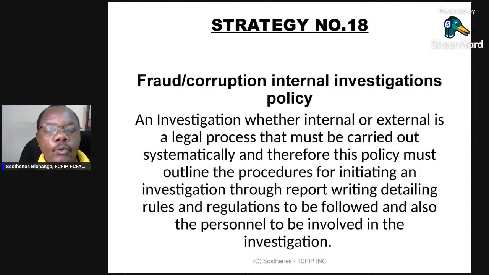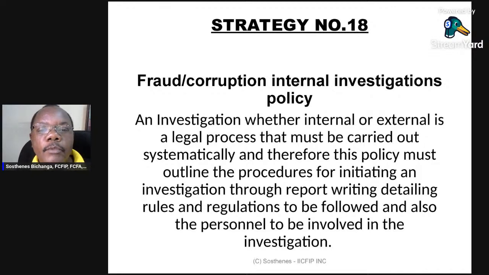In the past 2 weeks or so, I've been discussing the 20 strategies of fighting fraud and corruption and other financial malpractices in organizations and the government. So today, I'm going to discuss strategy 18, 19, and 20. And then next will be the 9 steps of forensic investigation. Keep tuned.